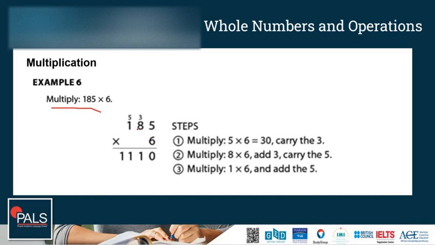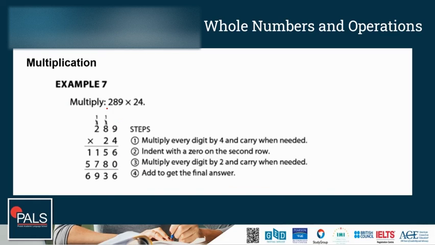Then 6 times 8 is 48. 48 plus 3 is equal to 51. So carry 5. Then next, step 3. 6 times 1 is 6 plus 5 is 11. So write 11 here. So the answer is 1110. Let's try another example.